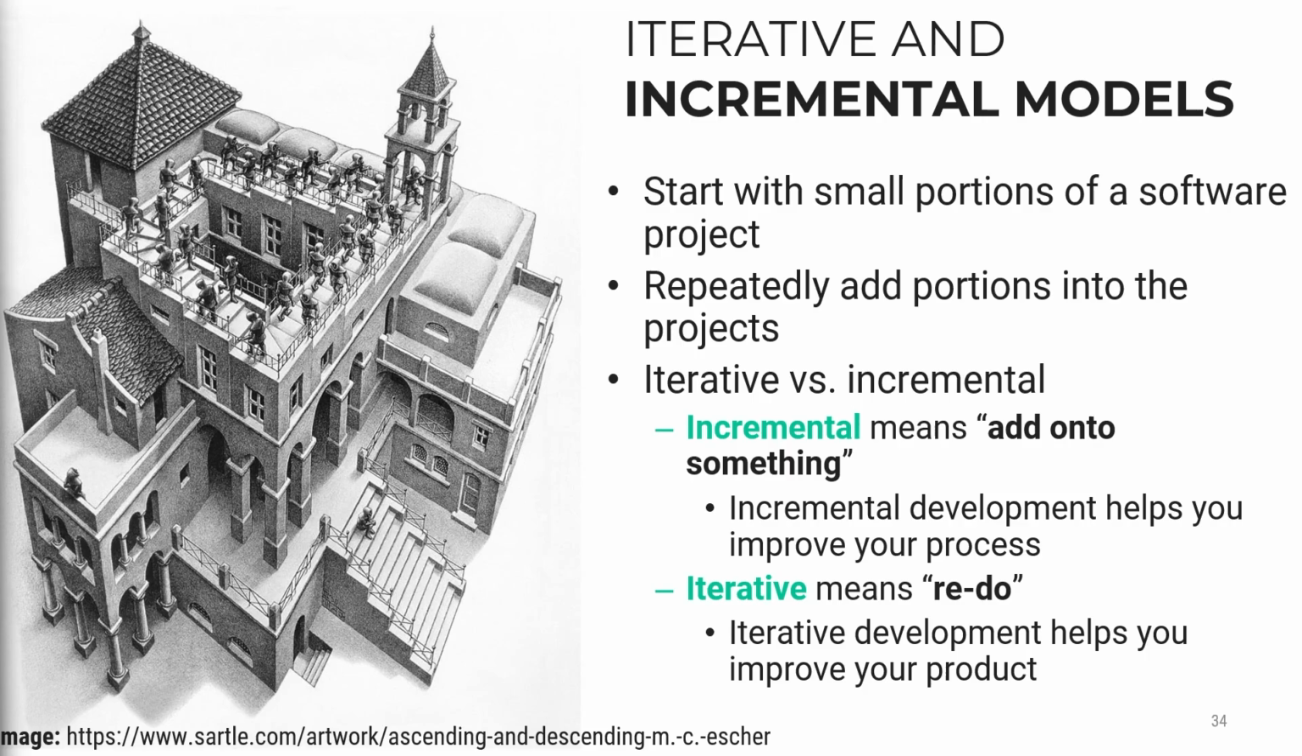Iterative means redo. So the development process is divided into multiple iterations or cycles. Each iteration consists of a complete development life cycle. It means that from requirements elicitation, design, implementation, testing, and so on. Each iteration results in a potentially shippable increment of the software. And again, at the end of the iteration, you're supposed to show a working product. We call this potentially shippable. So it should be able to ship or should be able to deploy.